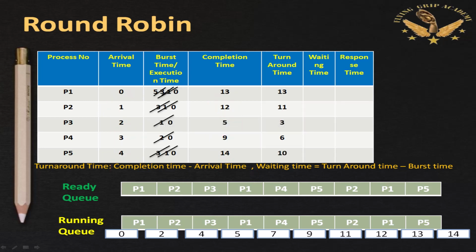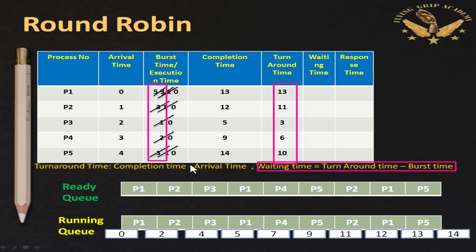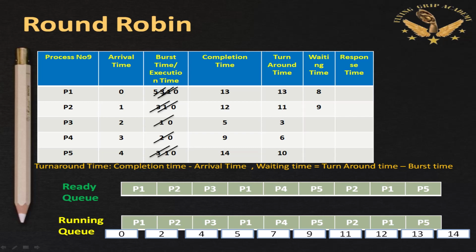Next we need to calculate the waiting time. Waiting time is calculated as turnaround time minus burst time. Already we have the turnaround time, and burst time is the value previously assigned. So we calculate turnaround time 13 minus 5, 11 minus 3, 3 minus 1, 6 minus 2, 10 minus 3. Like that we calculate the waiting time: 8, 9, 2, 4 and 7.